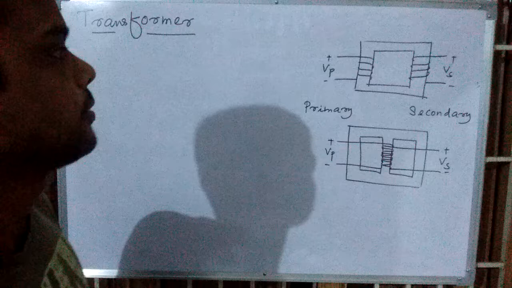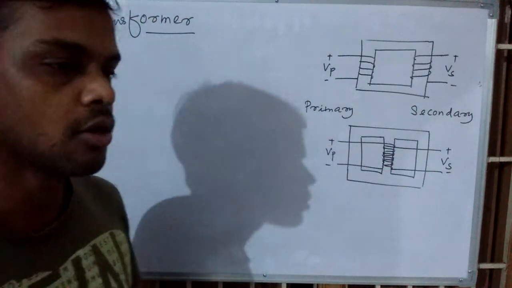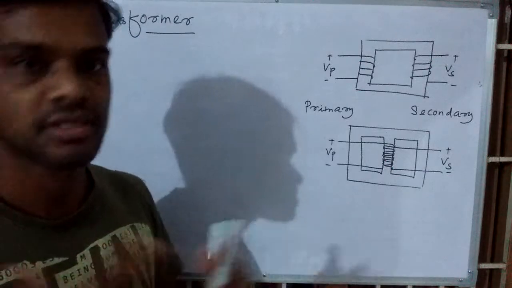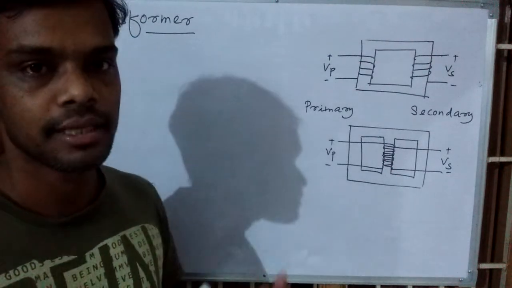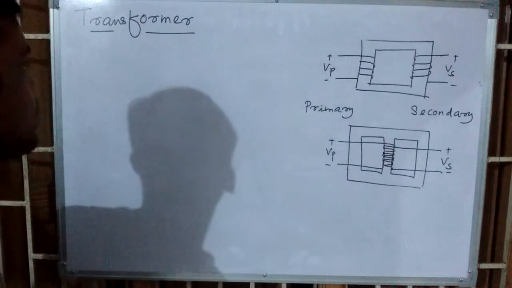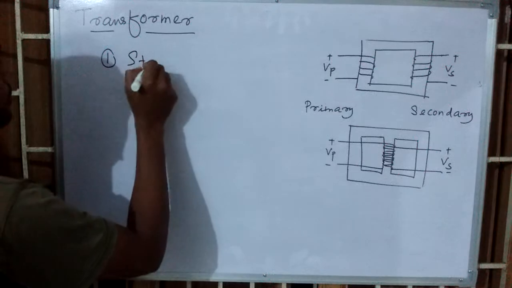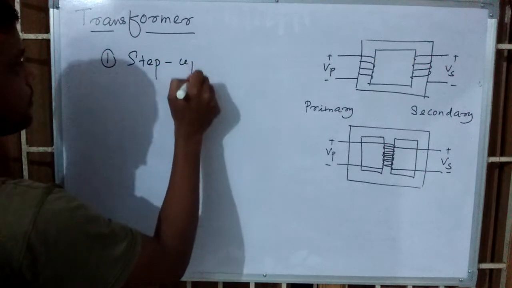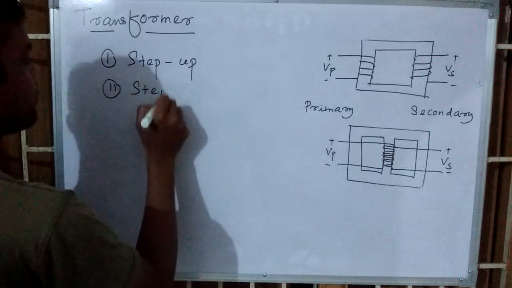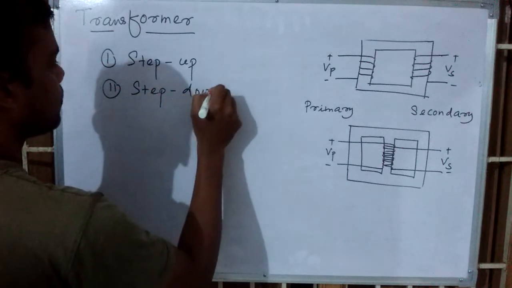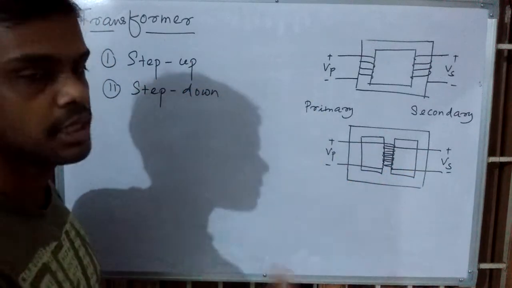First of all, what is a transformer? It is a device that is used to scale up or scale down an AC voltage, either to increase or to decrease it. Accordingly there are two names. Number one, step up. Number two, step down. Step up means it increases the voltage, step down means it decreases the voltage.